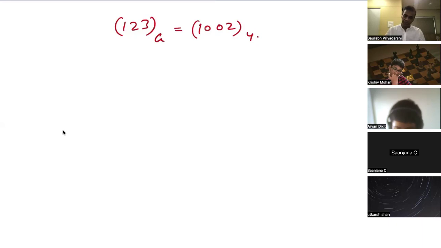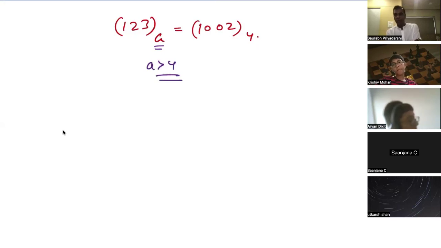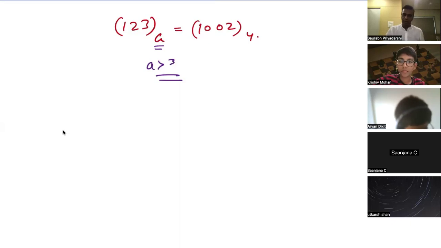Yes, sir. 1, 2, 3, right? So 100% A must be greater than 3. Is this okay? 100% A must be greater than 3. Otherwise I won't even be able to write the number 3, right? So obviously A must be greater than 3. So A must be greater than or equal to 4, or whatever numbers we are getting. So the best thing, we can convert this into base 10, right?